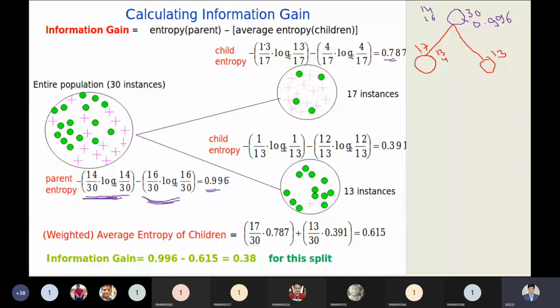So how are we getting the entropy? 13 divided by 17 log 2 of 13 divided by 17 minus this one. So we are getting its entropy value, 0.787. Now at the other end, the 13 is the right side node, which can have values divided into two different samples: one is 2 and 1 and 12. If we get its entropy value, it comes to 0.39. You can see over here.